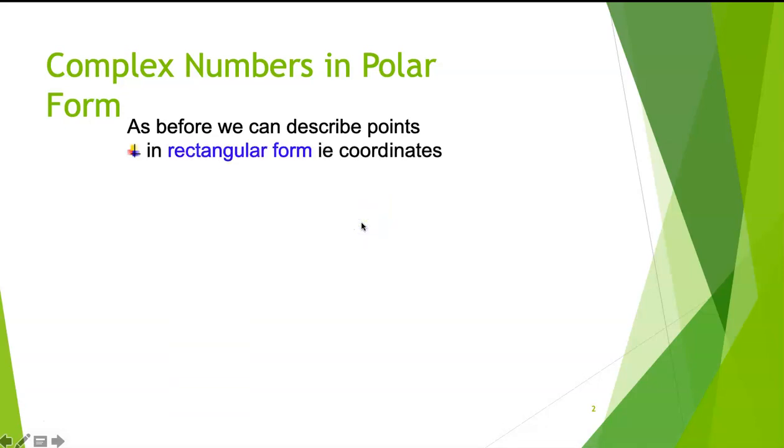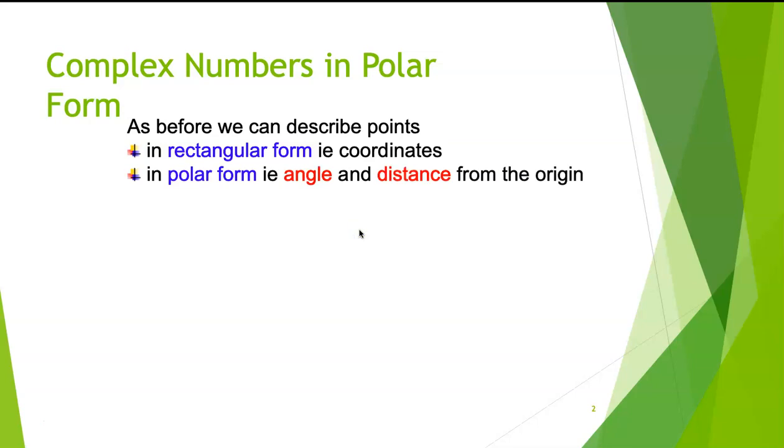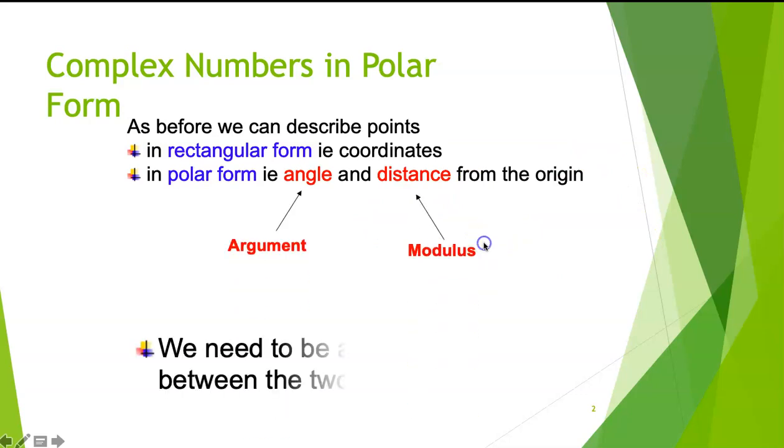The rectangular form just uses the coordinates, which are the real component and the imaginary component. The polar form needs the angle and the distance. The angle is measured from the positive real axis all the way anticlockwise to the vector. That's the theta, or the argument. And the distance is the modulus. So the angle is our argument and the distance is the modulus.